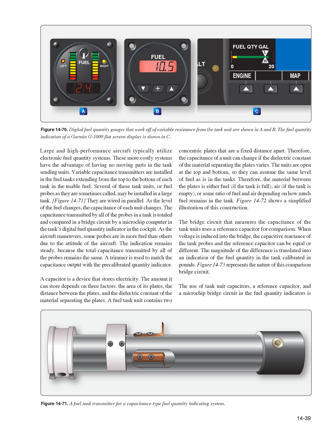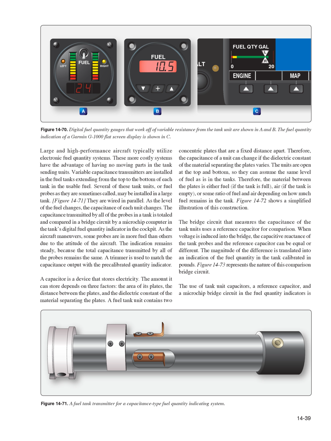The units are open at the top and bottom, so they can assume the same level of fuel as is in the tanks. Therefore, the material between the plates is either fuel, if the tank is full, air, if the tank is empty, or some ratio of fuel and air depending on how much fuel remains in the tank. Figure 14-72 shows a simplified illustration of this construction.